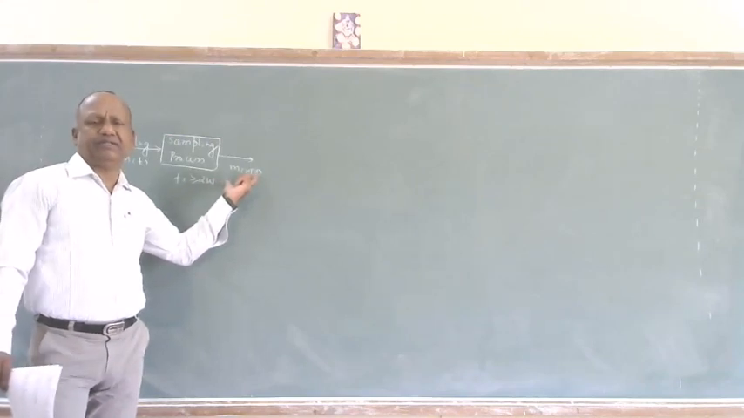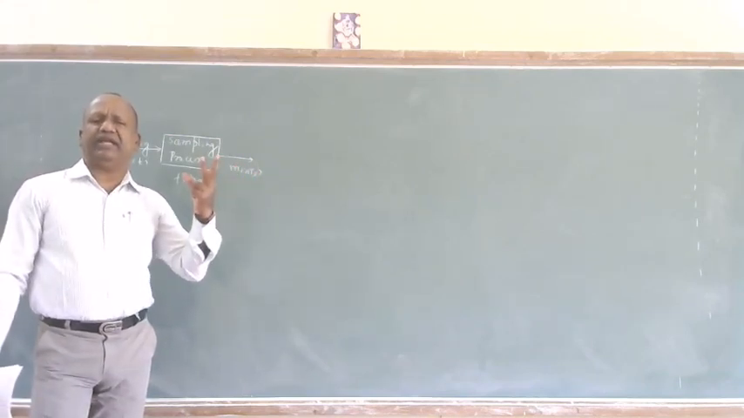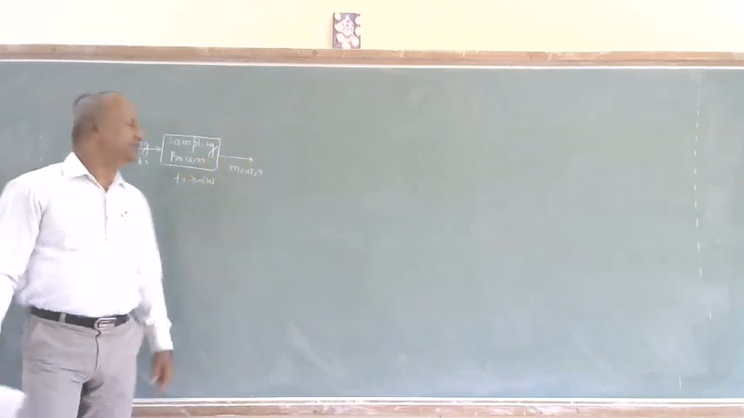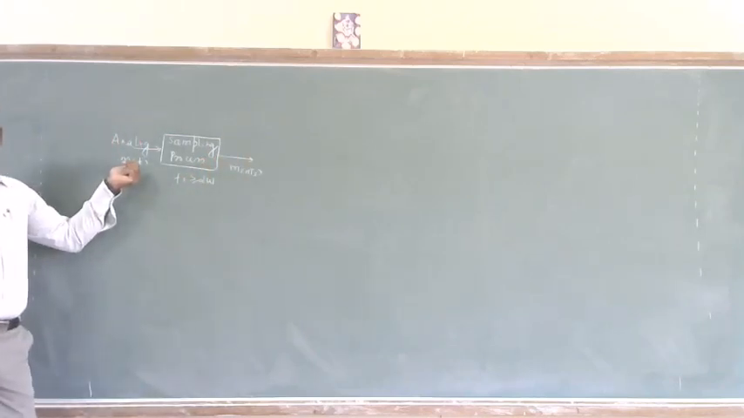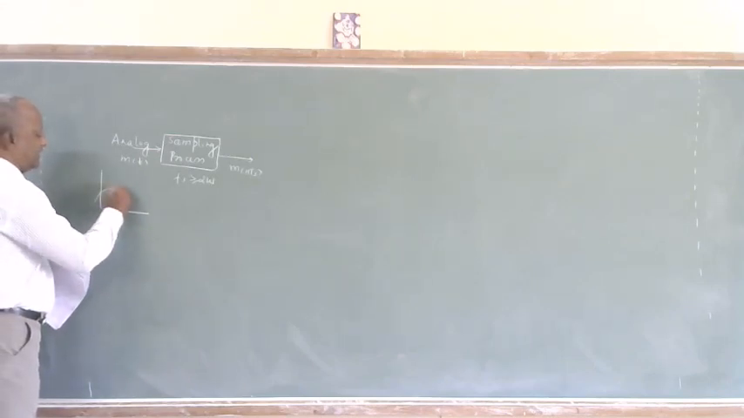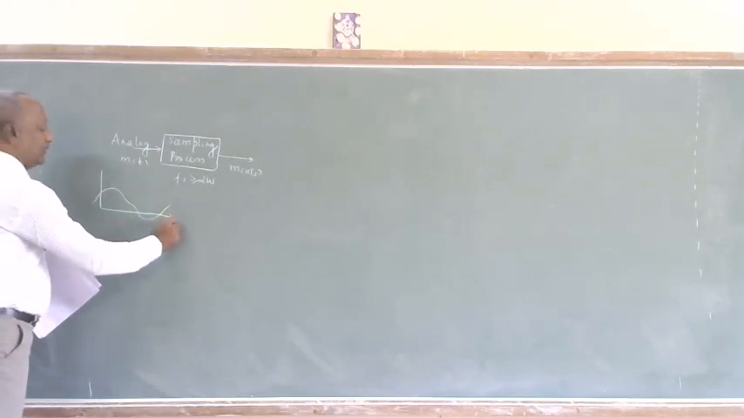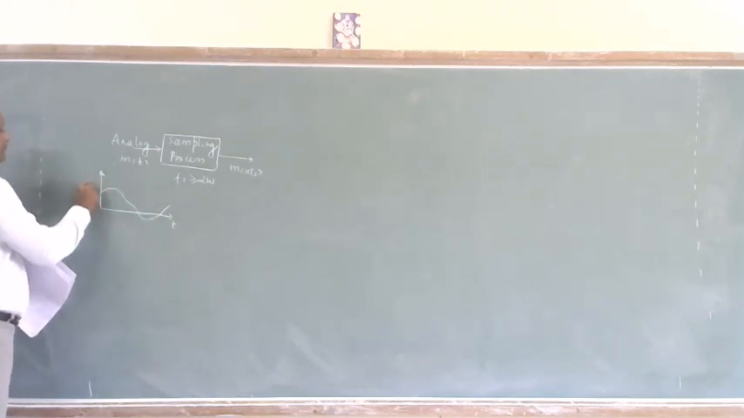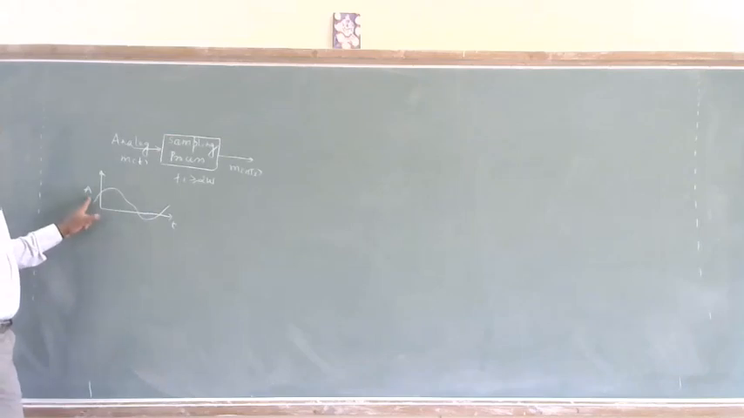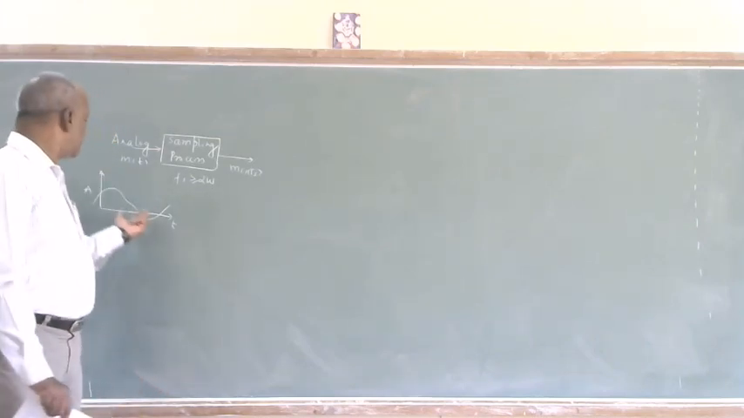Discrete means in which parameter? Because your signal has time versus amplitude. Your m(t) is basically analog. My m(t) looks like this. It has a continuous amplitude with respect to time. See, amplitude is continuous, time is continuous. Everywhere it has its own value of amplitude. So this is my m(t).